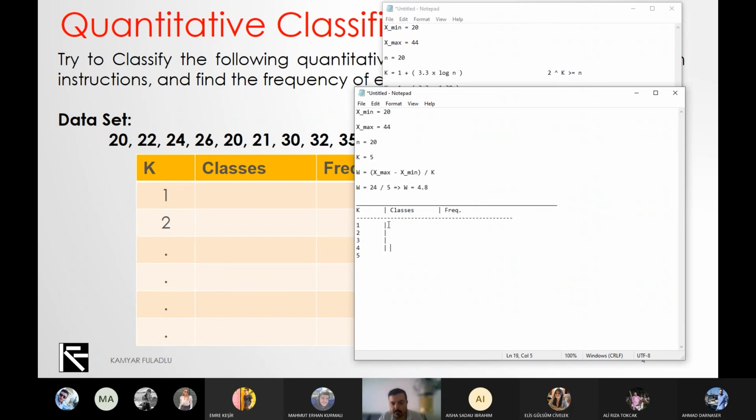Now I need to generate my classes. The smallest number is 20, so I put 20 here, and then a hyphen. My width is 4.8, so I put 24.8. Okay, this is my first class.